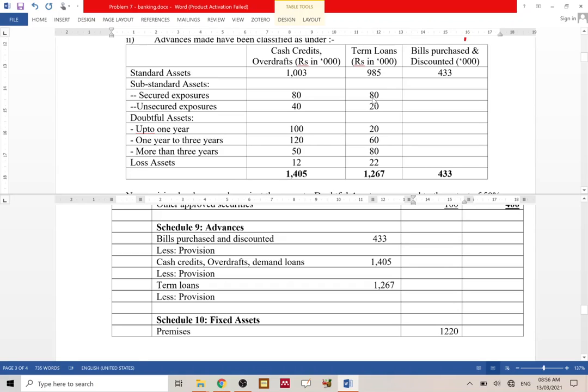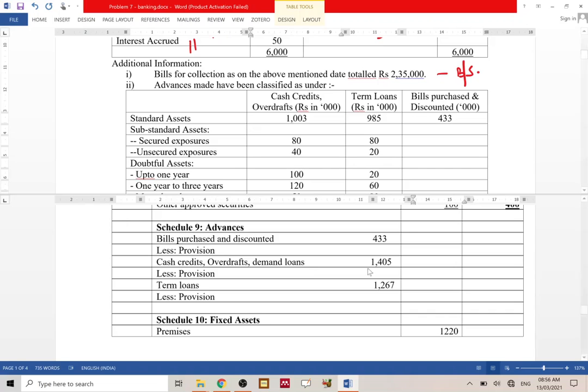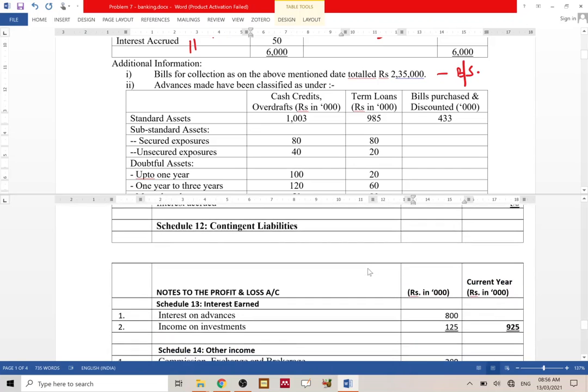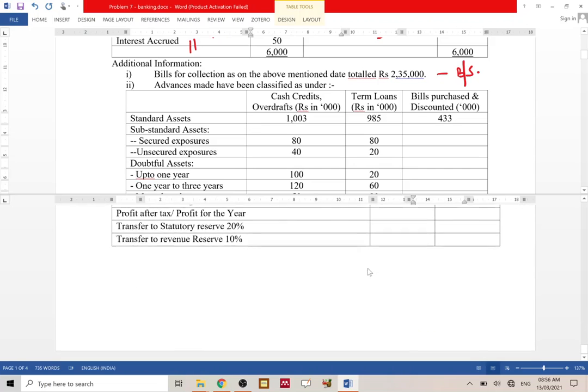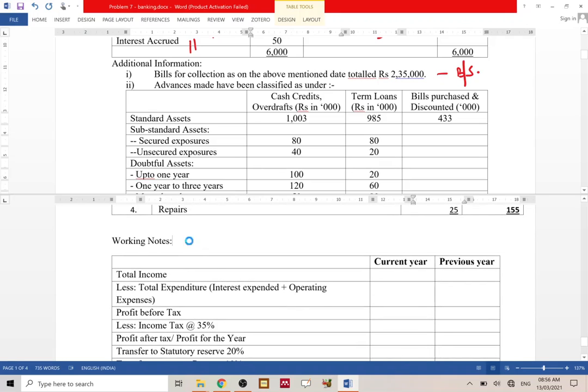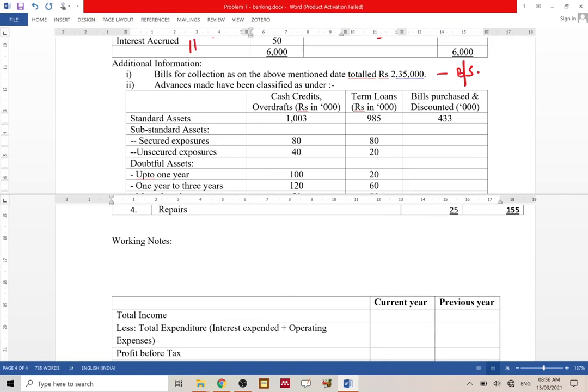Okay, so according to these figures given here, we are going to calculate what should be the provisions on each one of these categories, and we will use this table itself to create our working note wherein we calculate all the provisions on each of those categories. All right.